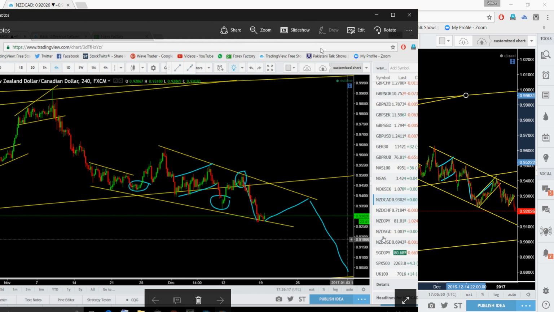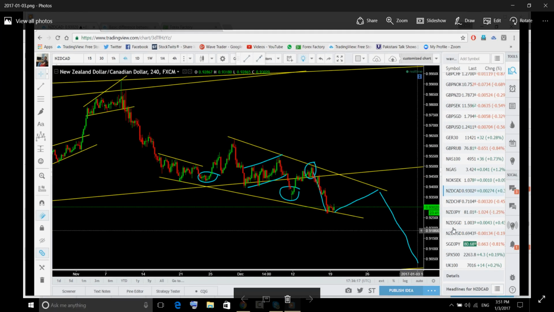Here is the image. We were anticipating this continuation pattern under this trend line, this channel. We got that trend continuation pattern under the trend line, under the channel, and then price continued to the downside.